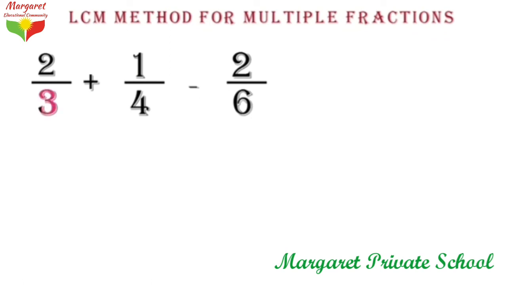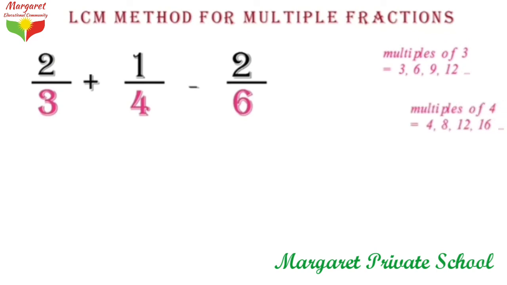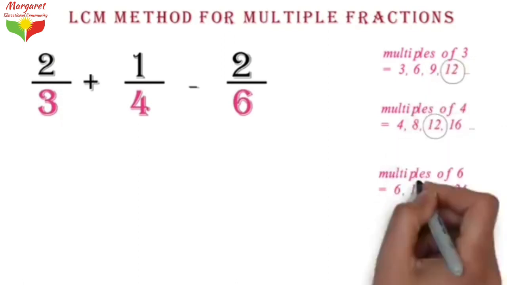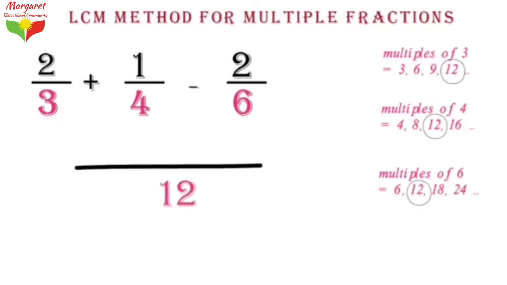We find the LCD as usual. Multiples of 3 are 3, 6, 9, 12, 15, and so on. Multiples of 4 are 4, 8, 12, 16, and so on. Multiples of 6 are 6, 12, 18, and so on. Here we notice that the LCD is 12. We move on to step 2.